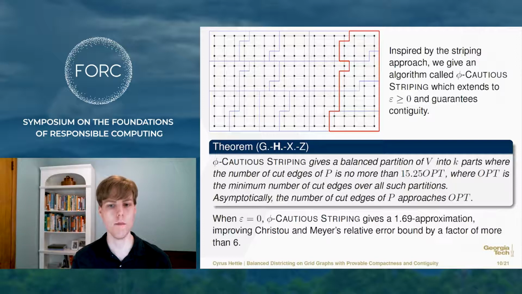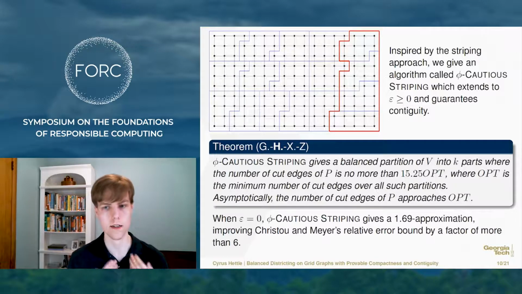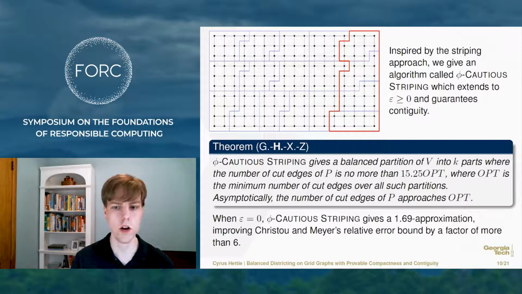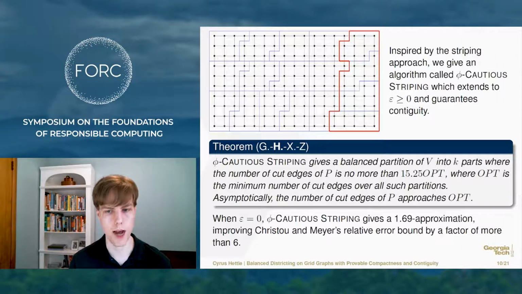So indeed, this gives a balanced partition, and it's contiguous, and it has a good compactness guarantee, so it's a constant factor approximation, and asymptotically, as the size of the graph grows, the number of cut edges produced by phi-cautious striping will approach the optimum that we can get. And in the special case where epsilon is equal to 0, which Christo and Meyer studied, we get a 1.69 approximation, and we improve their relative error bound by a factor of more than 6, while strengthening their contiguity guarantee.